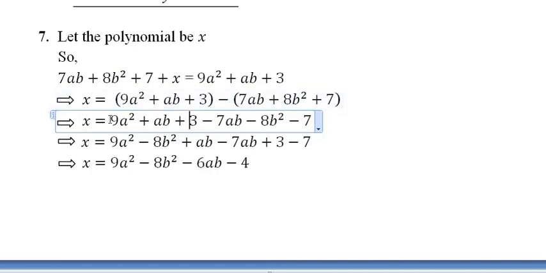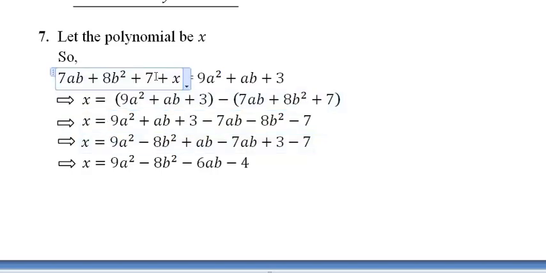Okay, so you have to move this entire expression towards the other side of the equals to. Okay, and when you move to the other side, remember that you must keep all these terms inside the bracket.